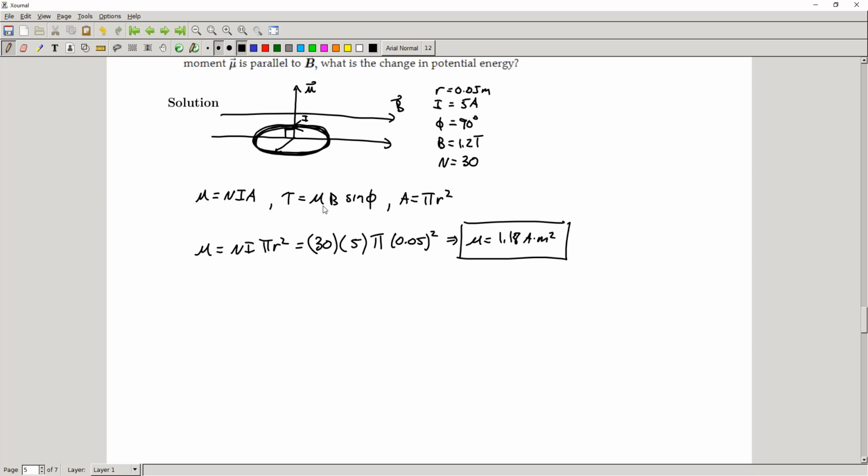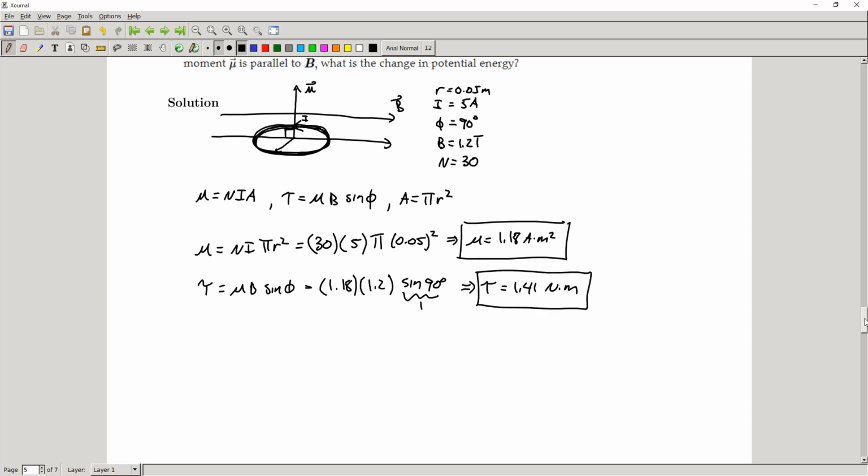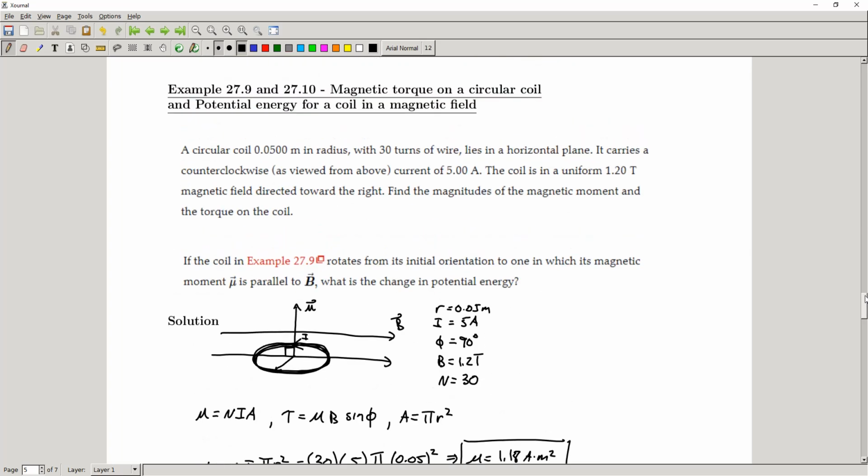We just calculated what mu was, so we can simply write down tau is equal to mu B sine phi, but this is just going to be 1.18 times 1.2, that's the magnitude of our magnetic field, times the sine of 90 degrees. Well, sine of 90 degrees is just 1. And so if you do that calculation, you will find a tau, the magnitude of our torque on this thing, is going to be equal to 1.41 Newton meters. Okay, that's our tau, and that answers the first part of the question, which is the 27.9 part of the question.